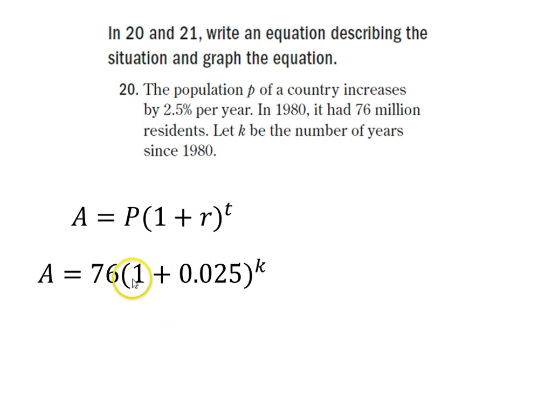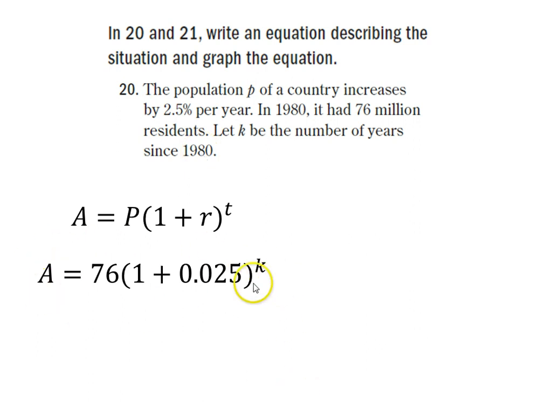And then we have 1 plus 0.025, and this is because of the 2.5% increase. 2.5% as a decimal is 0.025. So this changes to 0.025 when we plug it into the function because it's increasing by 2.5%. And after k years, I change the t to a k because it wants k to be the number of years. And this is the number of years since 1980.